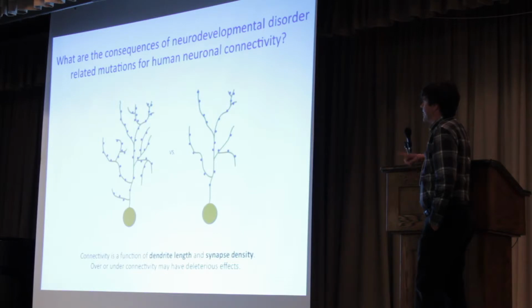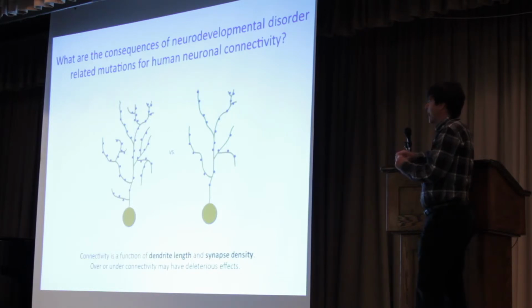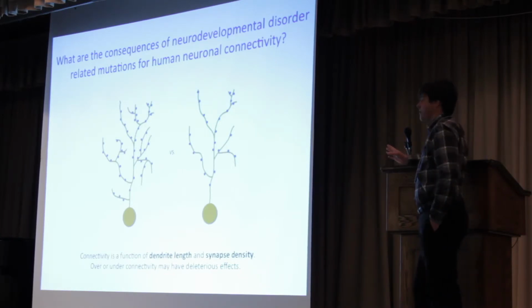You could imagine that on the left, there's that arbor, the tree of these dendrites, and all the blue dots would be the synapses. If those are the unaffected individuals, you can count up how many synapses and the length of those dendrites and compare them to the affected individual on the right, and you would see that that affected individual has an underconnectivity. The dendrites are smaller and there are fewer synapses.